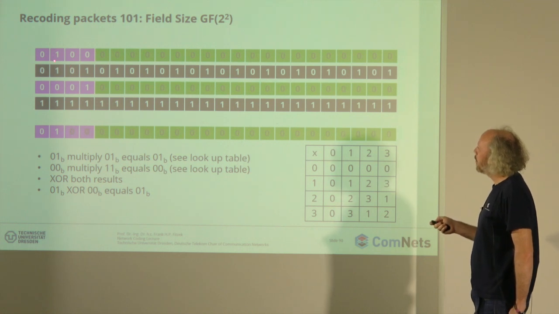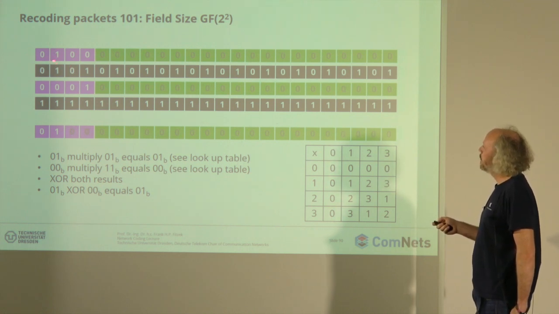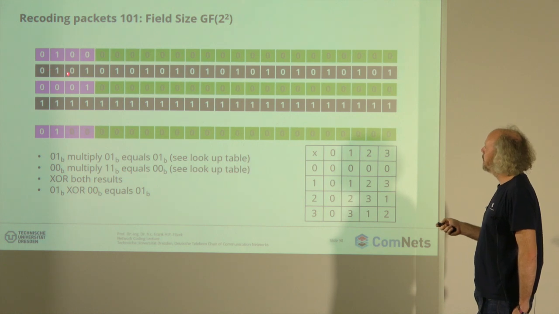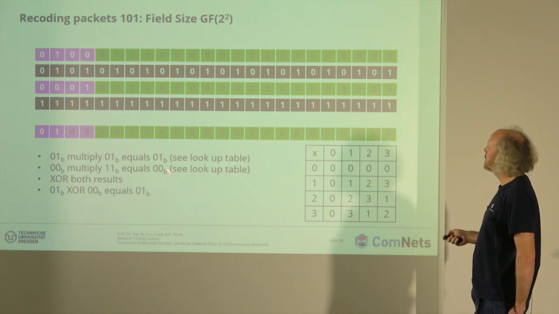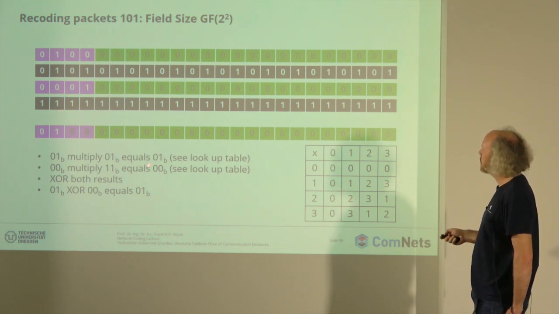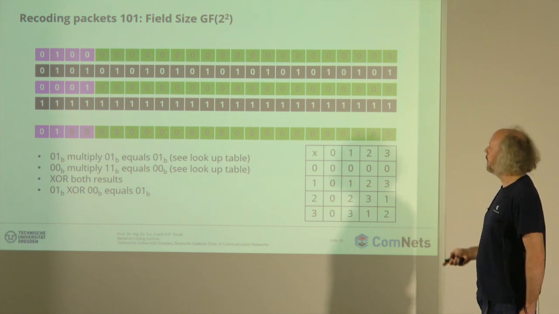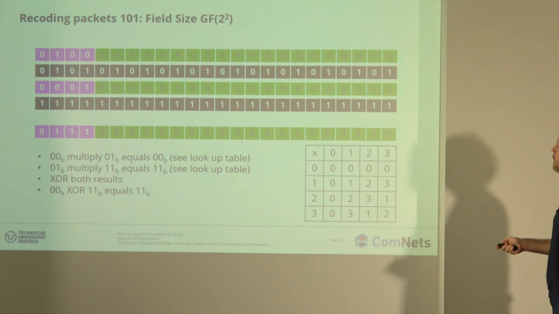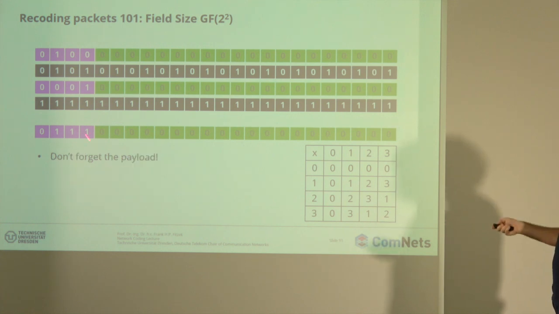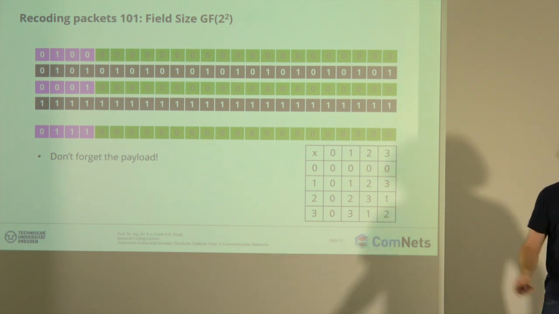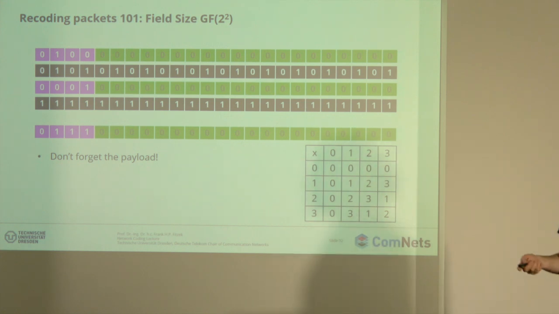We multiply 0, 1 bitwise with 0, 1, and this equals 0, 1, and then we have 0, 0 bitwise multiplied with 1, 1 bitwise, which equals 0, 0, and then XOR both of the results, and that gives us 0, 1 that goes here, and so on, right? You can try it out. The next packet is the same here, and you can do it with the payload, but I don't know what the payload is, so I don't do it, and it's even cumbersome not to do that.